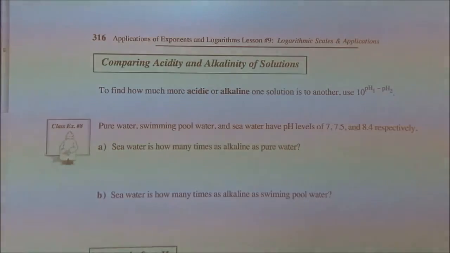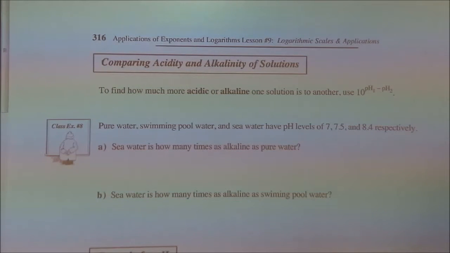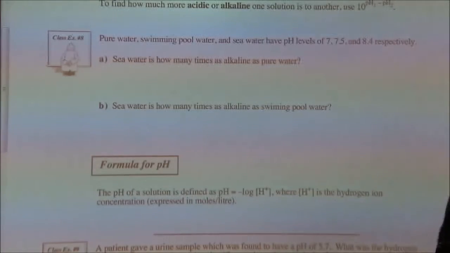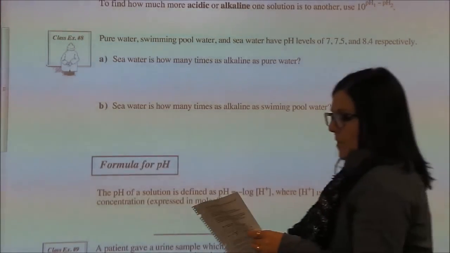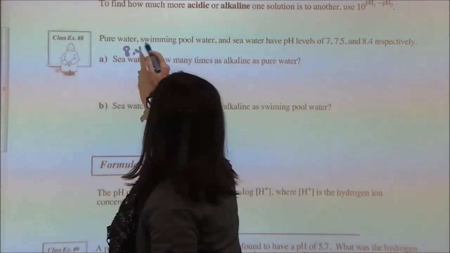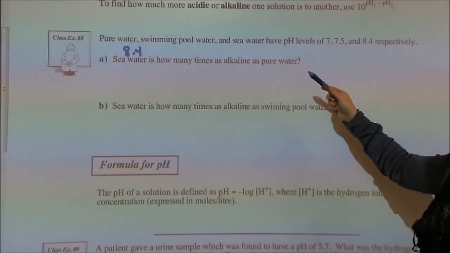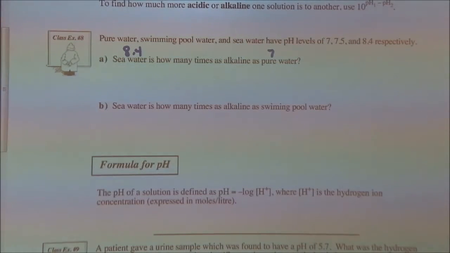So again, you can compare the acidities or the alkalinities by subtracting their pHs. But the word, and this is the word that's going to screw you up on a question, is acidic and basic. Which way should you be? So seawater is how many times as alkaline as pure water? So what is the pH of seawater? 8.4. Because the question says pure water, swimming pool water, and seawater have pHs of 7, 7.4, and 8.4 respectively. So pure water is 7.